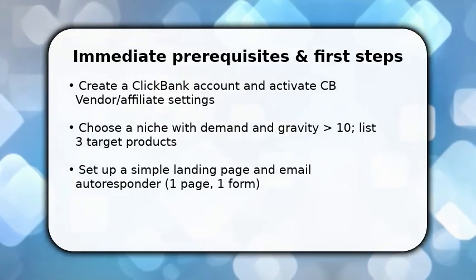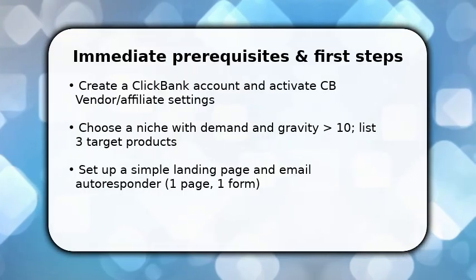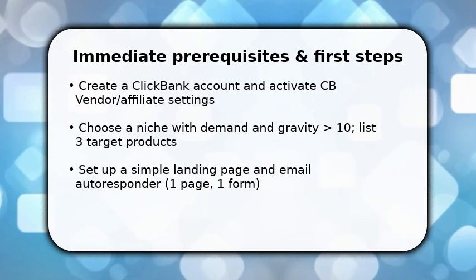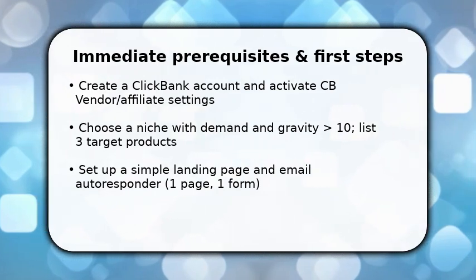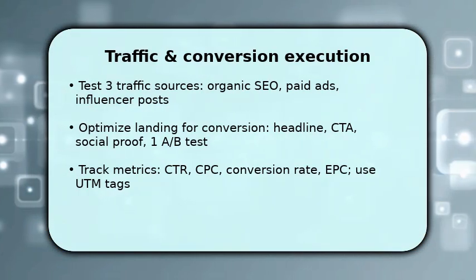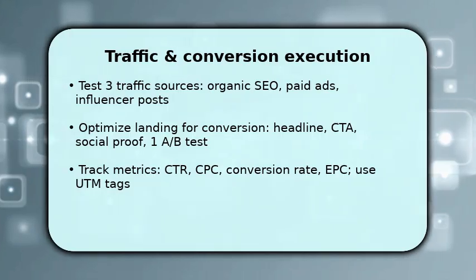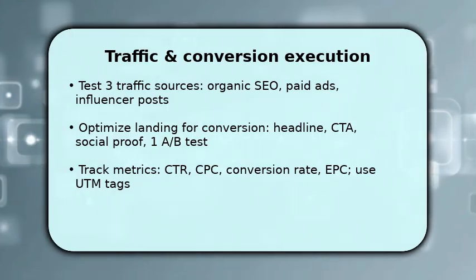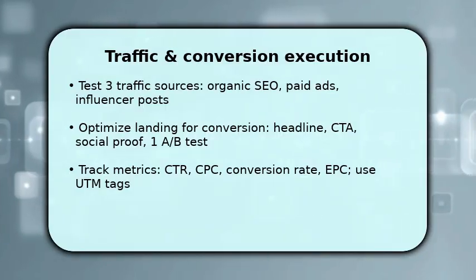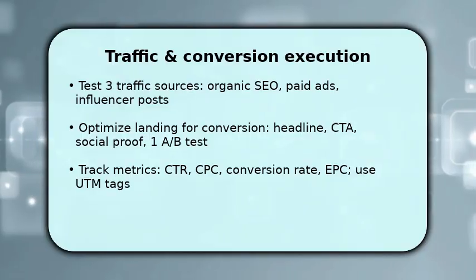You'll use that list to convert traffic. Once done, create hop links for each product so you can start sending tracked traffic immediately. You must drive traffic and measure everything. Start by testing 3 traffic channels: organic SEO keywords, a small paid ads campaign, and influencer or content partnerships. Allocate a test budget and measure CTR and CPC.